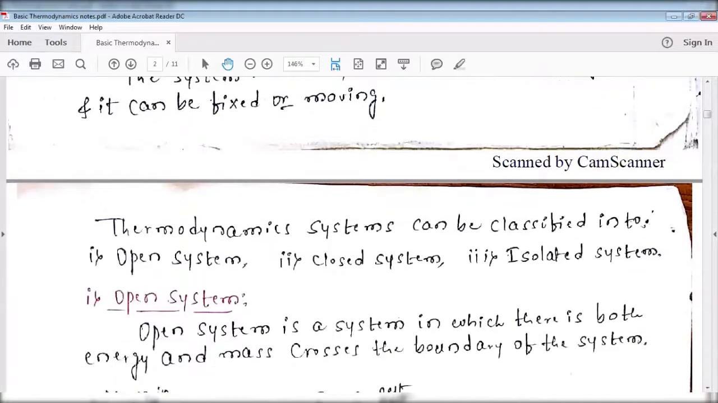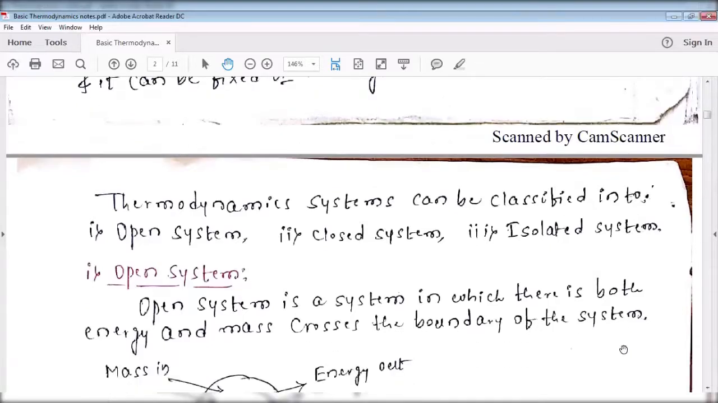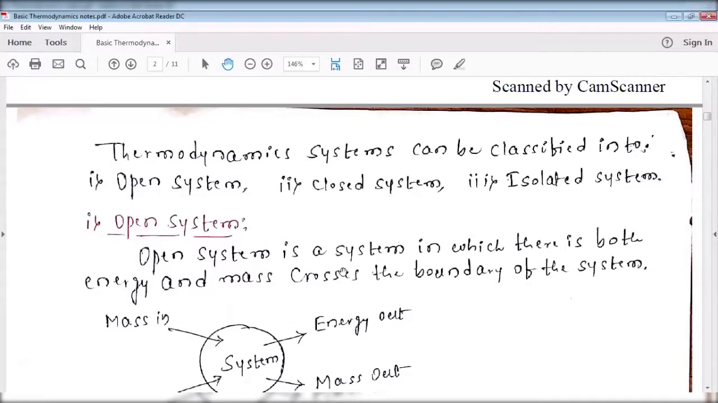What is an open system? An open system is a system in which both energy and mass cross the boundary of the system. Go through the definition again. An open system is a system in which both mass as well as energy cross the boundary of the system. Such systems are called open systems. In the name itself, it shows open. Open means both mass as well as energy cross the boundary of the system.